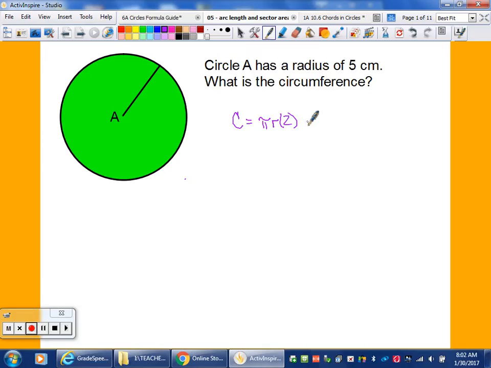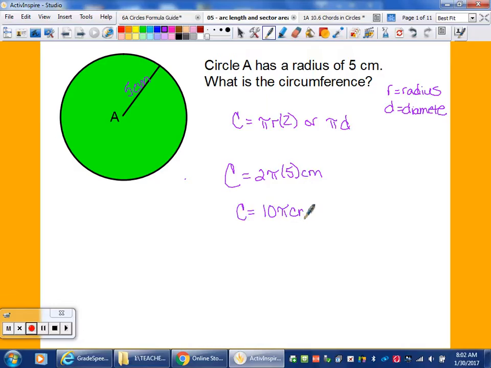times 2, or pi times the diameter, where r is the radius and d is your diameter. So if I were looking at this circle here and they told me the radius was 5 centimeters, to find my circumference, I would simply do 2 pi times 5 centimeters. And I leave it in terms of pi, which would give me 10 pi centimeters.